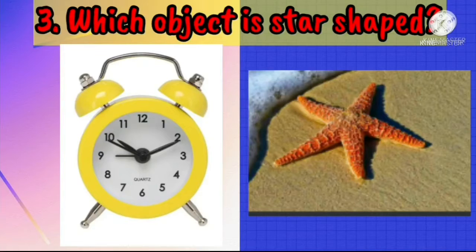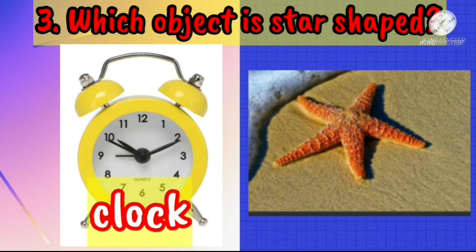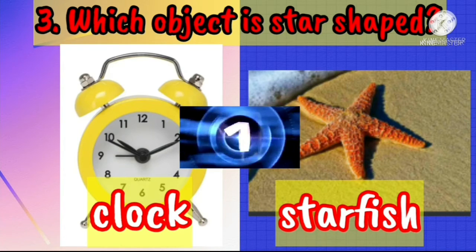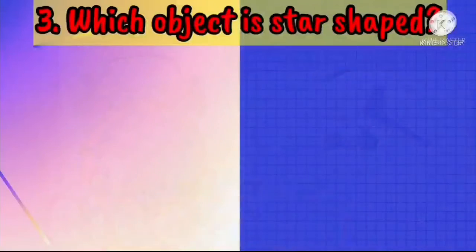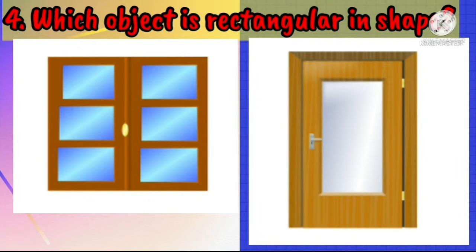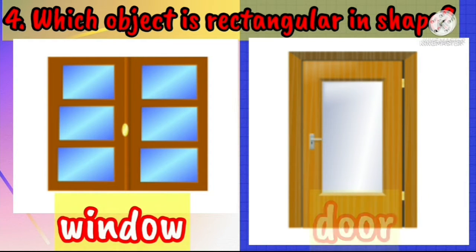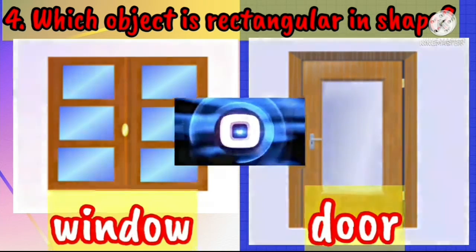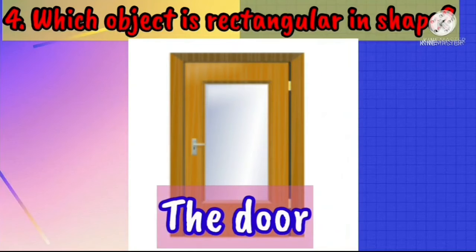Which object is star shape? Clock or starfish? The starfish. Which object is rectangular in shape? Window or door? The door.